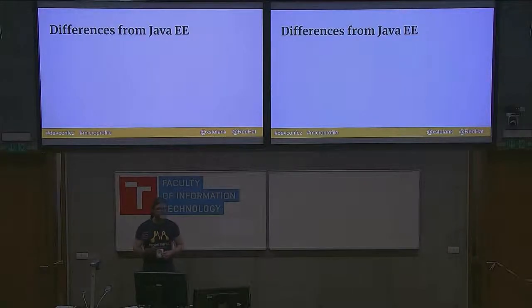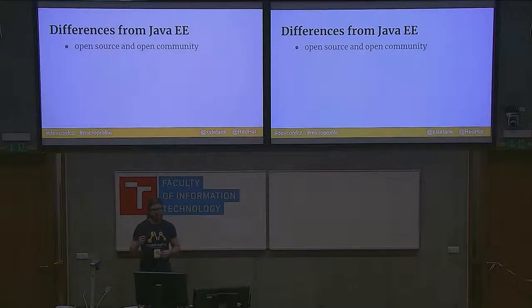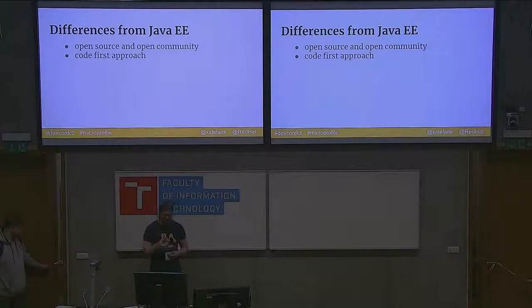To name some differences from Java EE, we are doing everything open source and in open ways. That means that everyone can be heard. Every decision is made in public forums and everyone can be part of the overall decisions. The code first approach means that every specification that is to be included in MicroProfile needs to first have a working TCK and some implementation that is passing this TCK. It is a different concept from reference implementations in Java EE, but there needs to be some working code first.